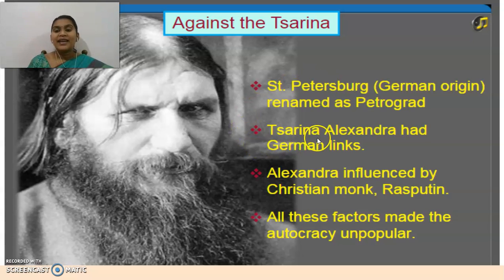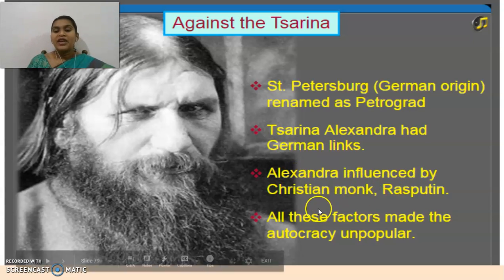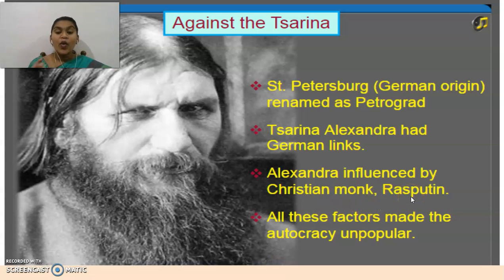And Tsarina Alexandra, the wife of Tsar Nicholas II, was also of German origin. That is the German link. She too had a German link. And Alexandra was influenced by a Christian monk, Rasputin. They had an advisor, a poor advisor with Tsar Nicholas II, that is the Christian monk Rasputin. He is also a German person.